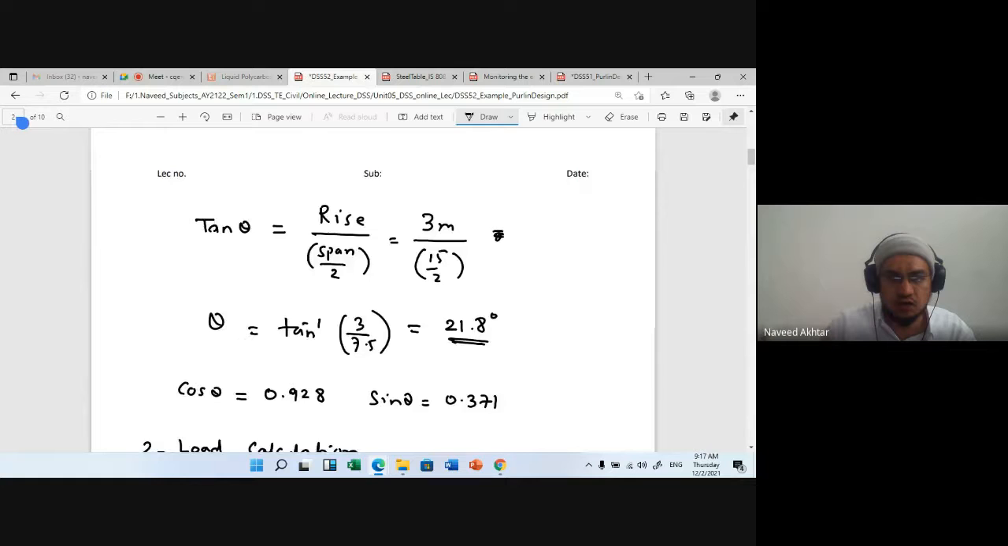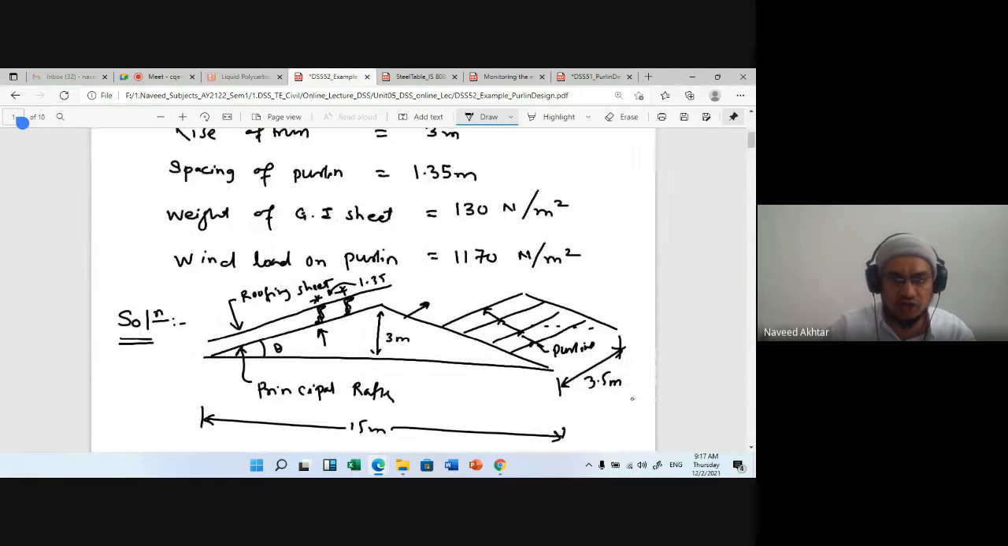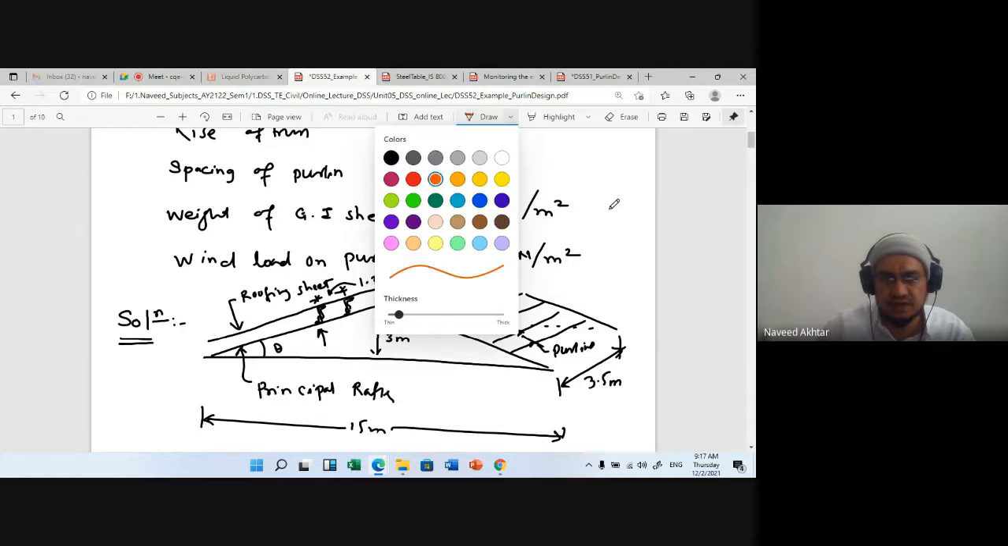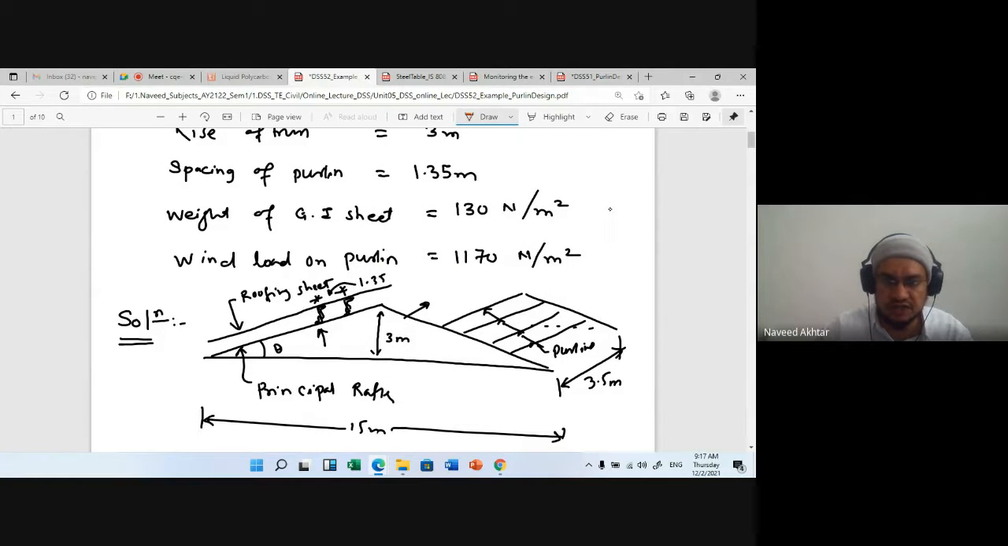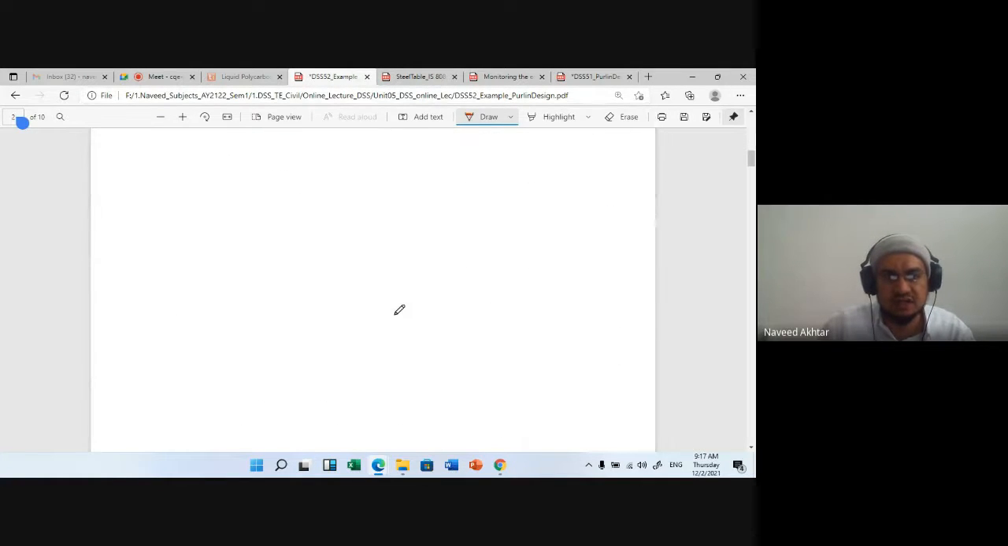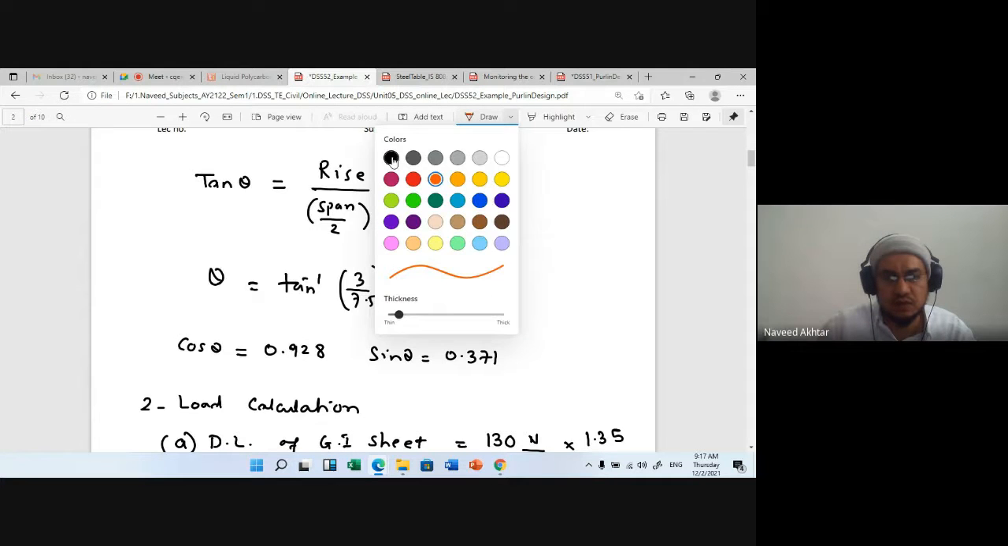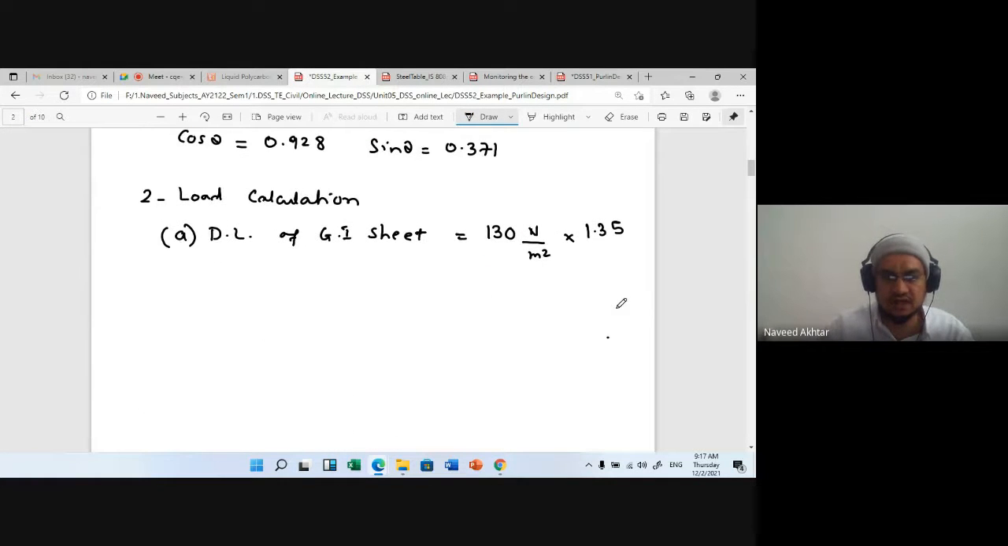If you take the load on the purlin, half the load of sheeting comes from this side, and half the load of sheeting from this side. So it will be the spacing of purlin. That's why I have multiplied with 1.35. So I will get the UDL on the purlin, and that is nothing but 176 Newton per meter.